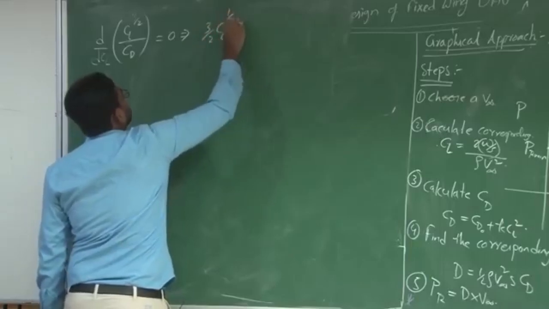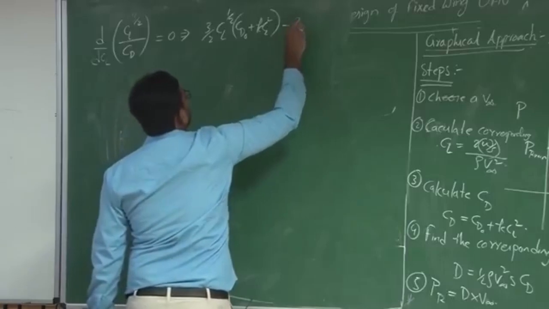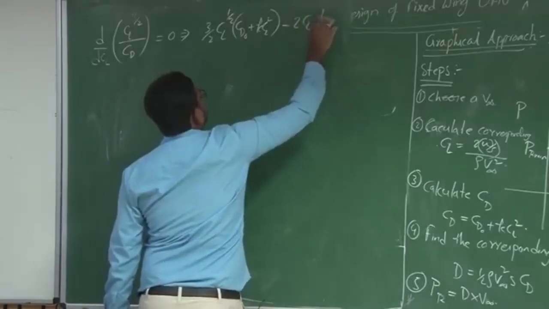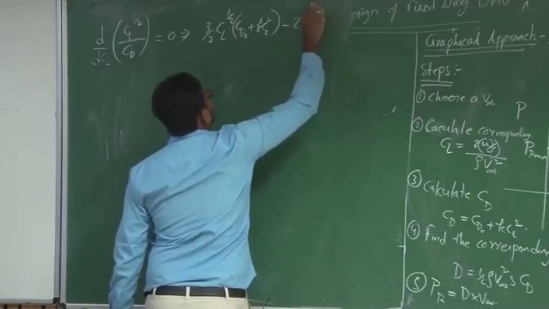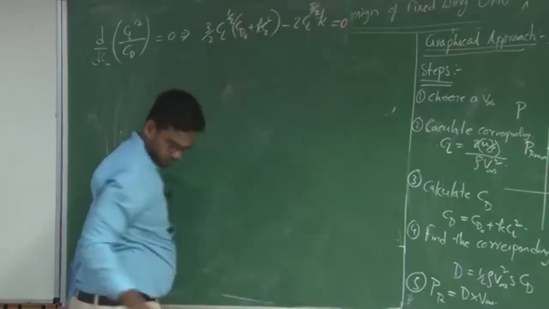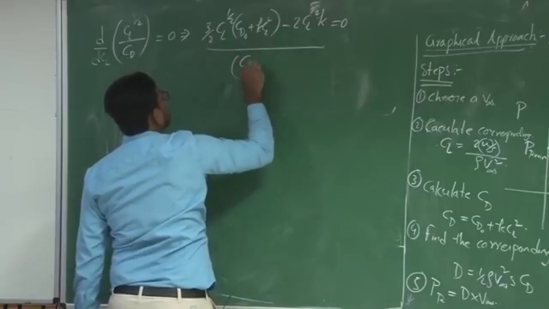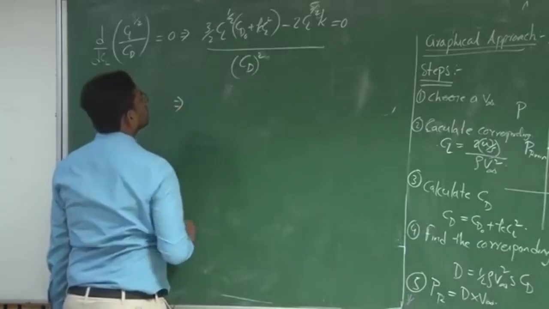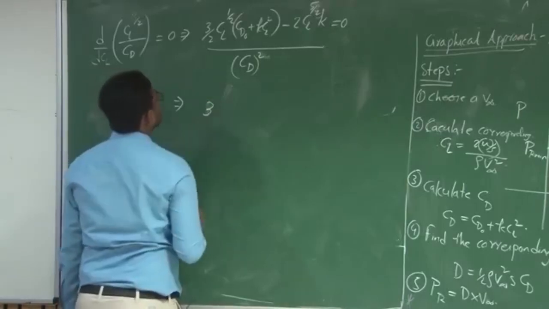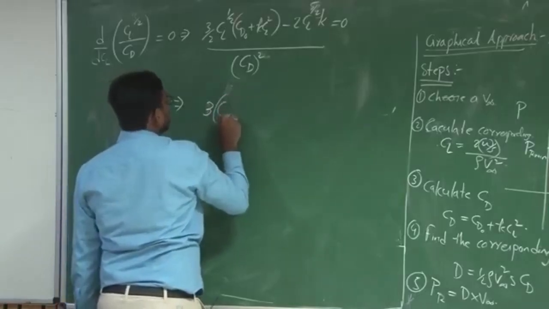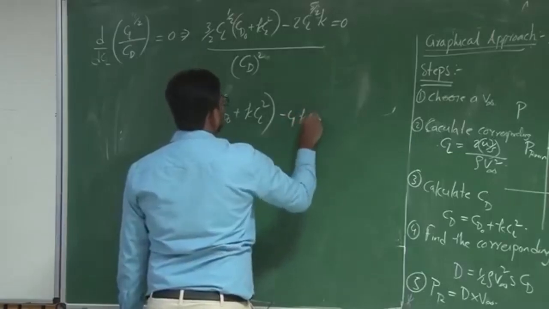3 by 2 CL power 1 by 2 into CD, which is CD naught plus K CL square, minus 2K CL power 3 by 2 into CL, this is 3 by 2 into CL power 5 by 2, is equal to 0, divided by CD square. This equals to 3 CD naught plus K CL square is equal to minus 4 K CL square is equal to 0.